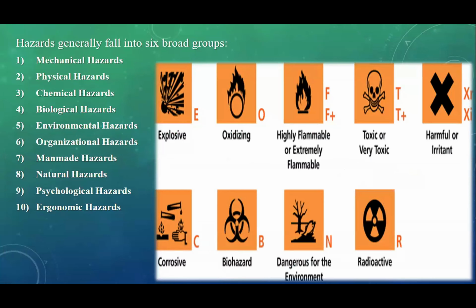Okay, hazards generally fall into 6 broad groups, but I have here mentioned 10 of the hazards. So let's go through it. The first one is the mechanical hazards. The second one is the physical hazards. The third one is the chemical hazards. The fourth one is the biological hazards. The fifth one is the environmental hazards. The sixth one is organizational hazards. Man-made hazards, this is new for all of you. Natural hazards, psychological hazards, and ergonomic hazards.